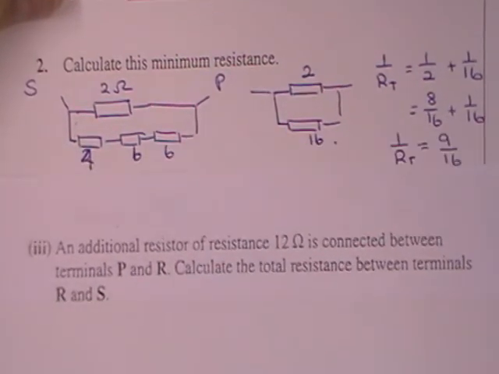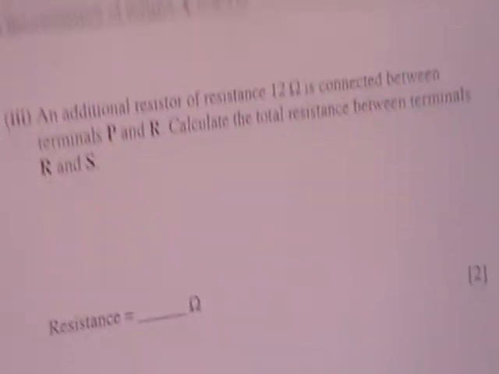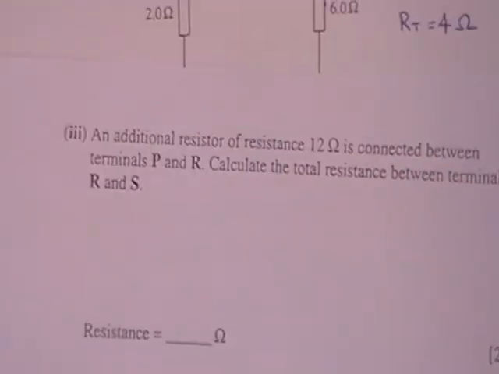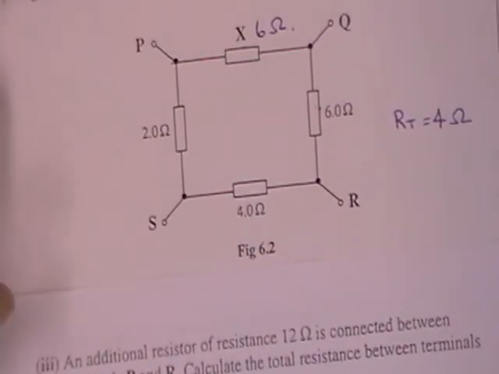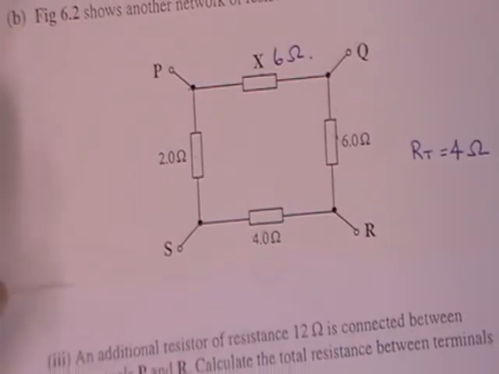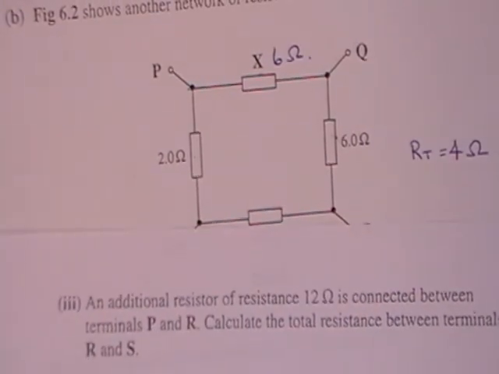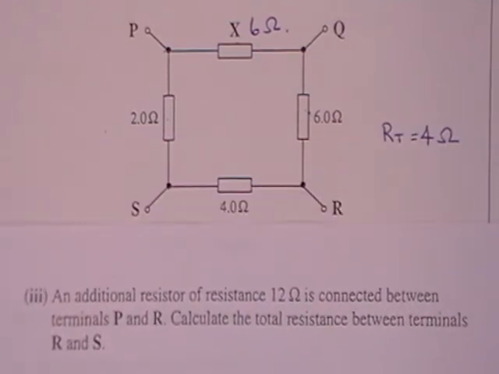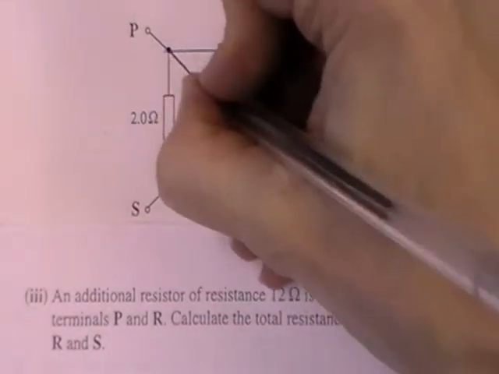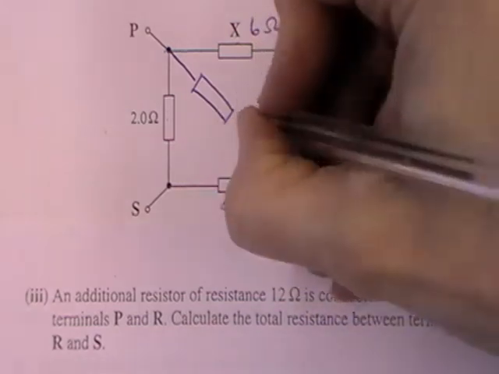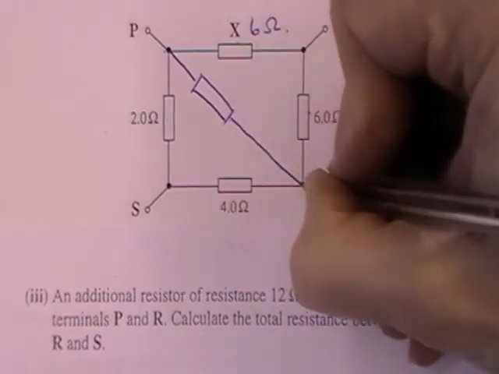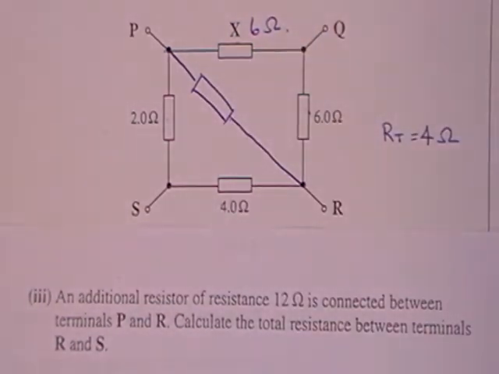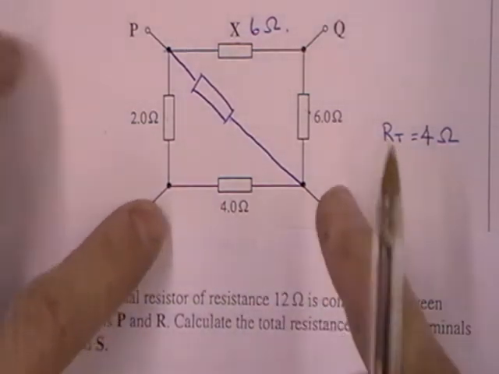Right, it now tells you that an additional resistor of 12 ohms is connected between terminals P and R. So I'll just put the two things together here a wee second so you can see them. Calculate the total resistance between terminals R and S. So I'm going to put in my resistor here, and it's going to go in on the diagonal between P and R. And I'm trying to calculate the total resistance between R and S here.